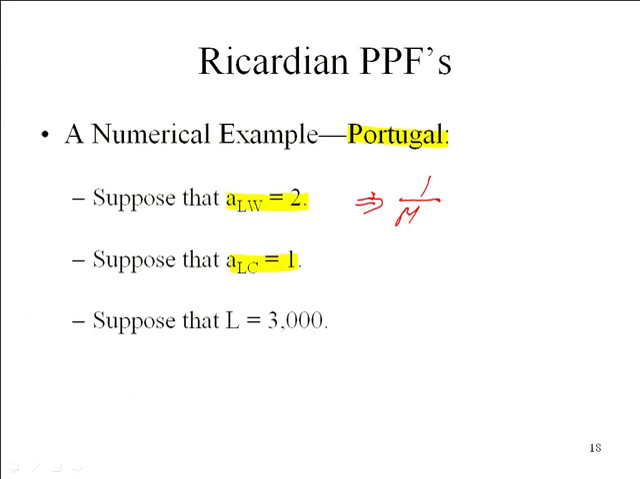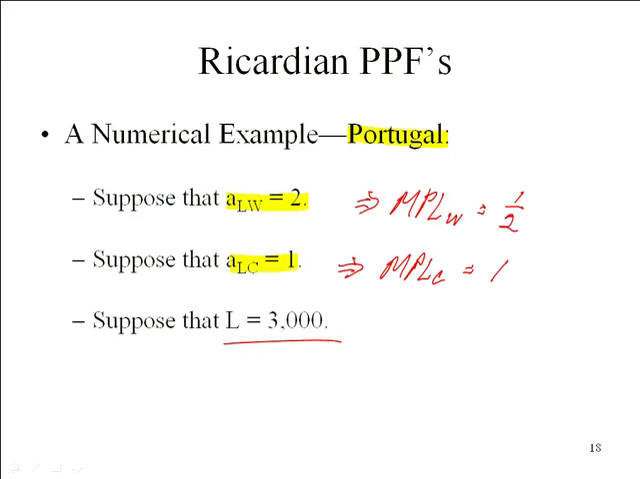So this also implies that the marginal product of labor is 1/2, and this implies that the, sorry, it's not 1 over it. Hold on. This implies that the marginal product of labor in wine equals 1/2. It implies that the marginal product of labor in cloth equals 1. So again, we can see the workers are more productive in the cloth industry. We're going to assume that the labor force in Portugal is 3,000 workers. Okay. Now, a couple things that we can do.